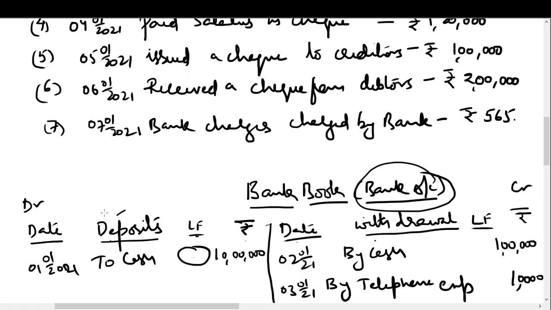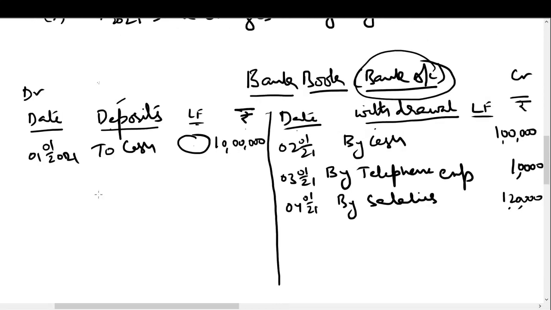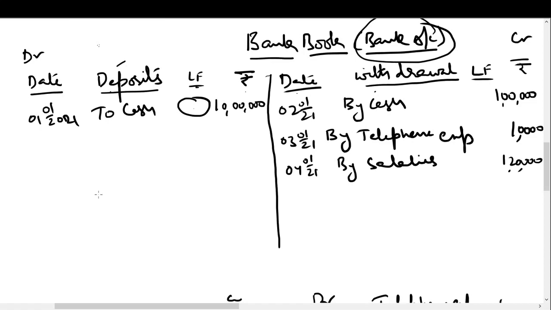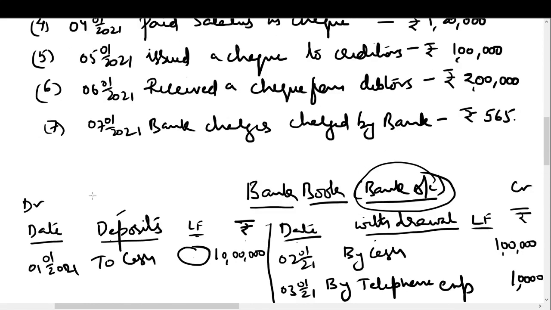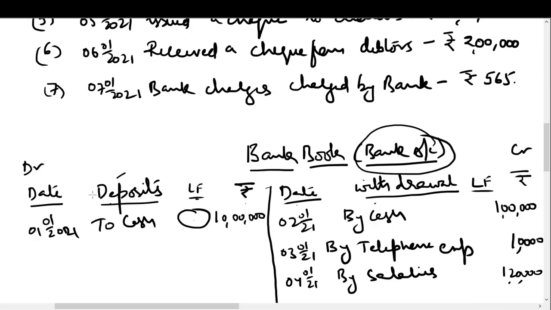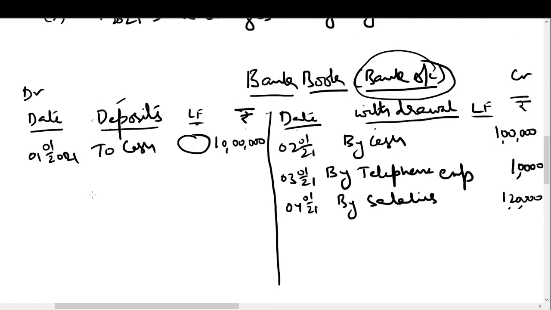So when we issue a check, the creditor is going to take the check, he will deposit it in his bank, and the bank will pay money to him. So we are issuing a check to our creditors. So it's a withdrawal. The creditor is going to take the money from our bank. He will not physically go; he will deposit it in his bank account and his bank will claim the money from my bank where I have deposited the money.